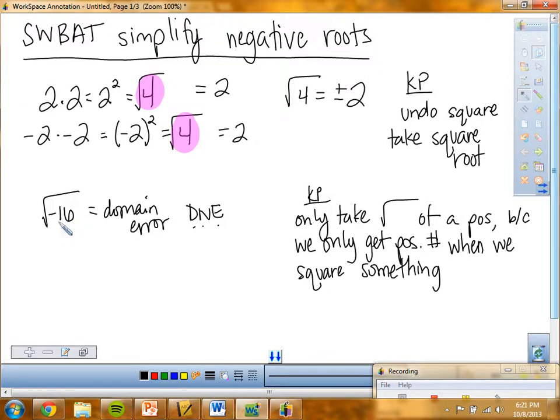Because the only way to get a negative 16 is by multiplying negative 4 times positive 4, or 4 times negative 4, which isn't really squaring. Square root is undoing repeated multiplication. This isn't repeated. This number is different from this number. Here we have the same number, the same number, the same number, the same number. Here we have different numbers. So we cannot take the square root of a negative.